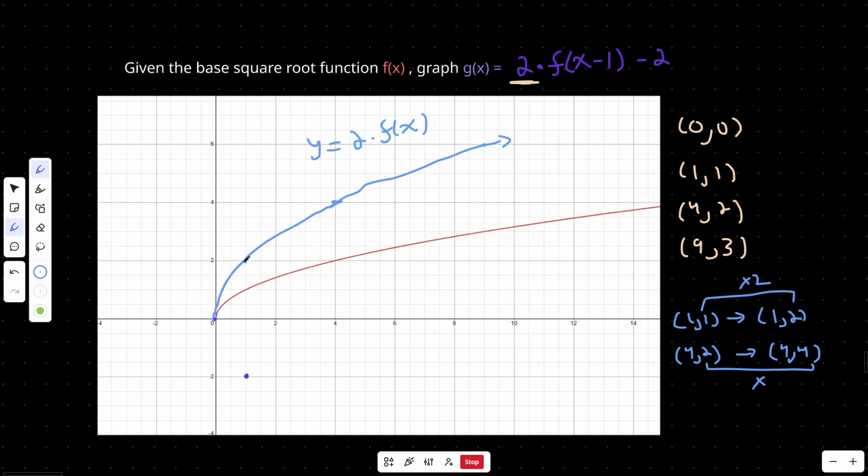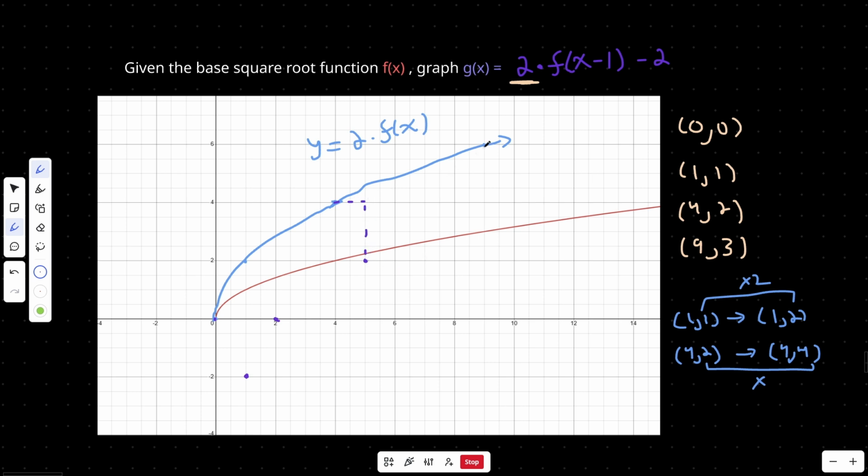Same thing with our point (1, 2). We're going to go right 1 unit and down 2. So we need to go right over here. I want to make sure I'm doing this right. Looks like I am. Okay, let's move on to the next one. The point (4, 4) will now be at the point (5, 2). There we go. So just move right 1 unit and then down 2.